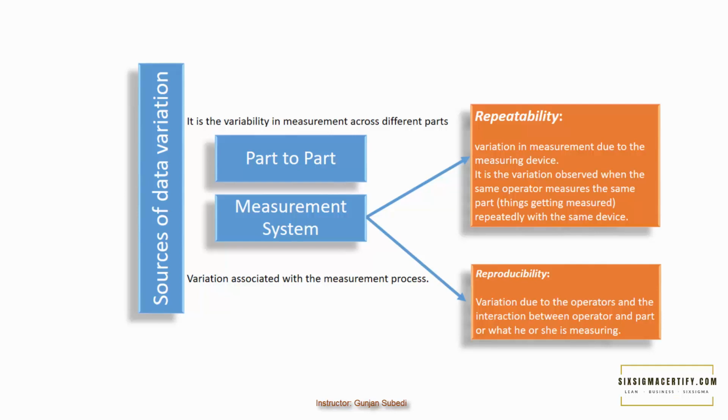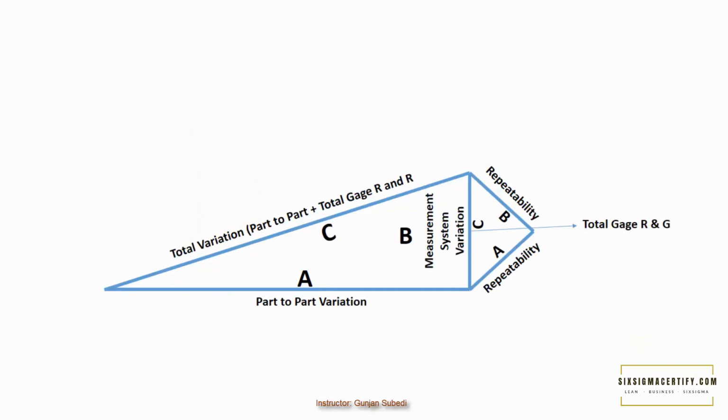The sum of these two variations, that is, the variation due to true process variation and variation due to measurement system, represents the total observed variation in a measurement system. See this picture here. The sum of the squares of repeatability and reproducibility is giving us the measurement system variation, which is also called total Gage R and R. And the sum of squares of part-to-part variation and measurement system variation, as we already discussed, gives us total variation.